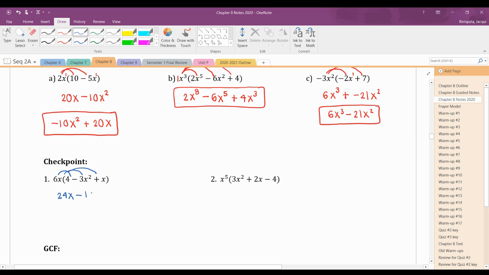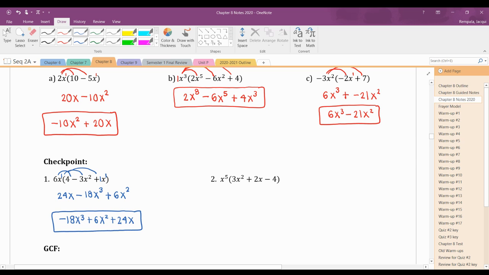6 times 3 is 18. There's an x on the outside. There's an x on the inside. I'm adding exponents. There's technically a 1 on the outside. 1 plus 2 is 3. Bring down the addition sign. 6 gets multiplied by 1, so that's 6. This exponent is a 1, and so I keep the x and I add 1 plus 1 is 2. I'm just going to rearrange this into standard form. So negative 18x to the third plus 6x squared plus 24x should be my answer.